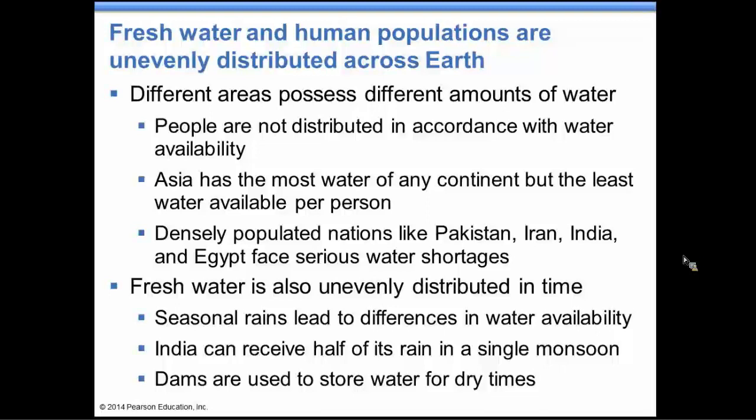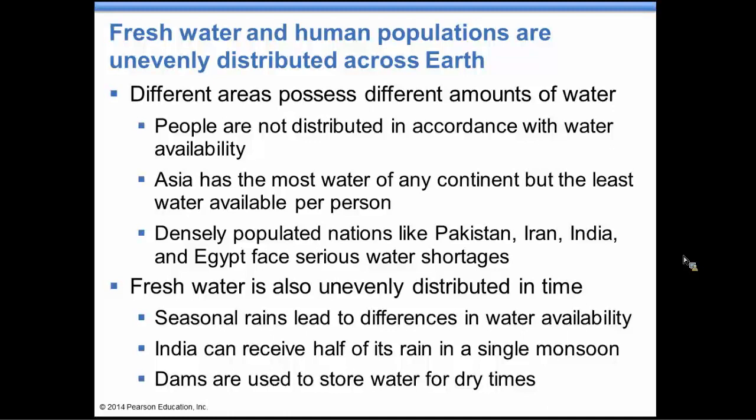One important thing to think about is that fresh water and human populations are unevenly distributed across Earth. Different areas possess different amounts of water, but also different numbers of people. People are not distributed in accordance with water availability. Asia has the most water of any continent, but the least water available per person. Then there are densely populated nations in the Middle East, like Pakistan and Egypt. India's not in the Middle East, but India also faces these problems. They face serious water shortage because they have high population densities, but not enough water.